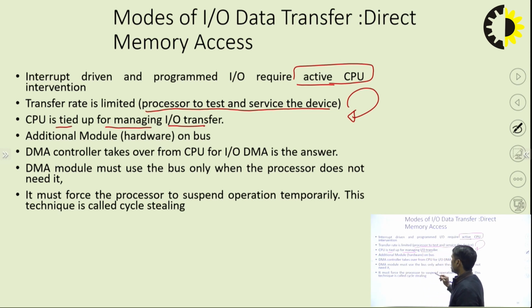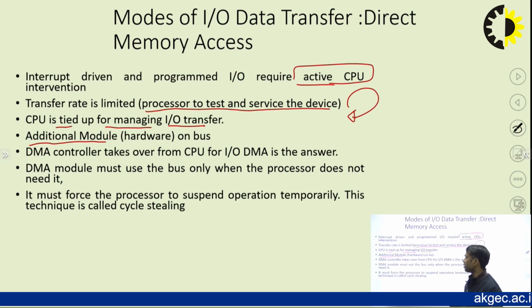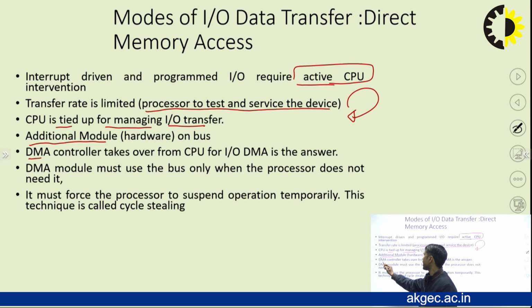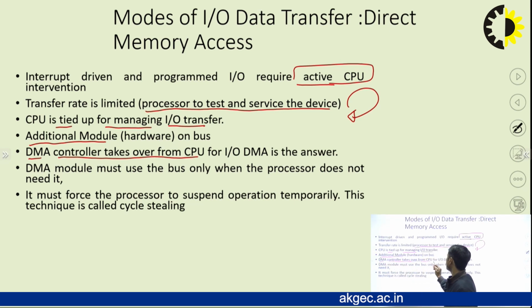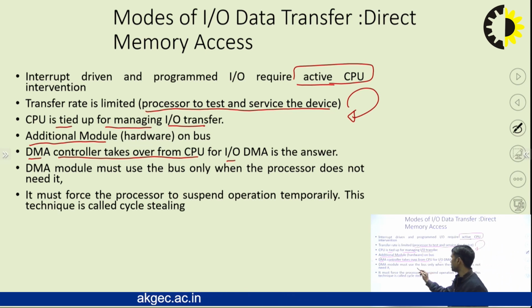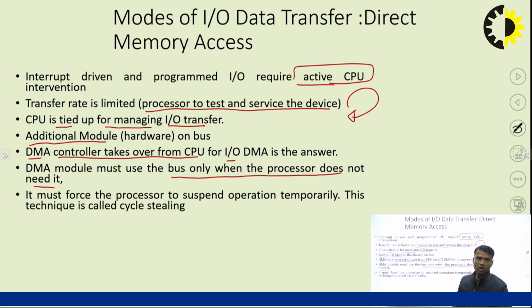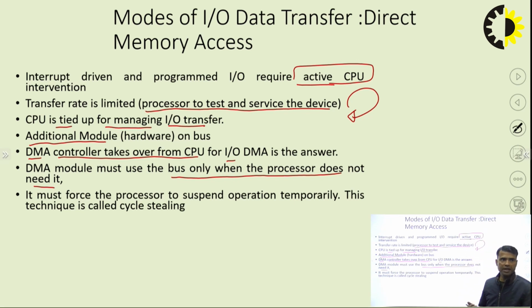So, an additional module, which we are calling a lieutenant to the CPU, can be added to the bus, and that is called DMA. DMA acts as a controller that takes over from the CPU for IO data exchange. The DMA module must use the bus only when the processor does not need it. So, the processor has higher priority over the DMA.